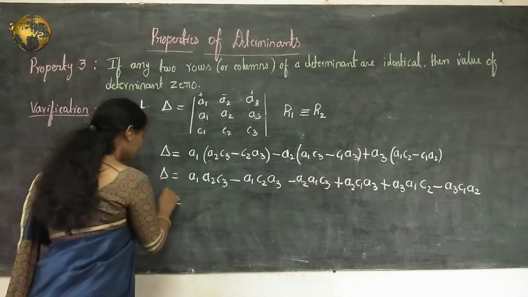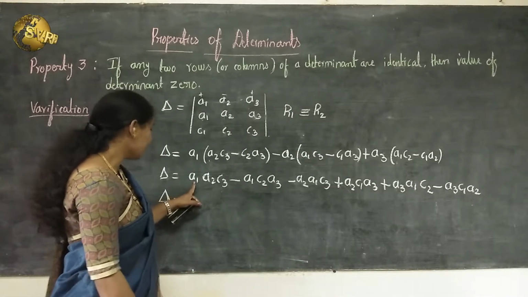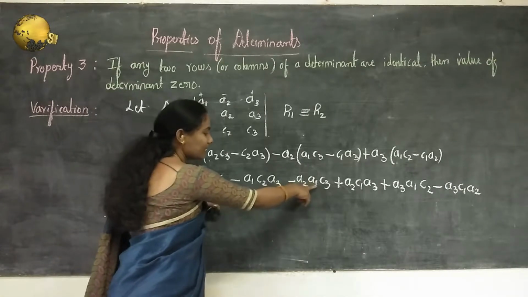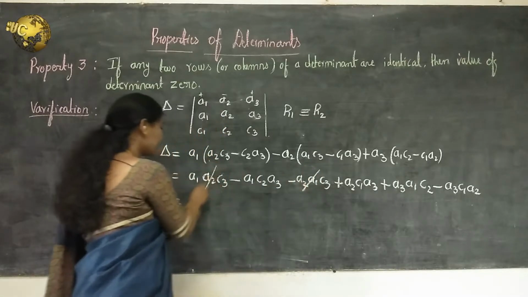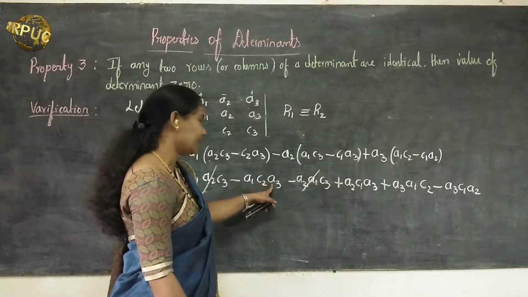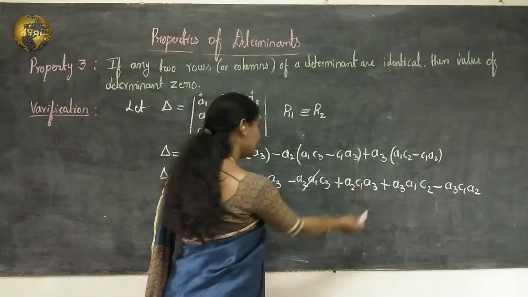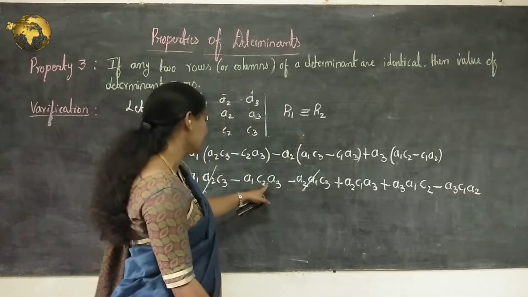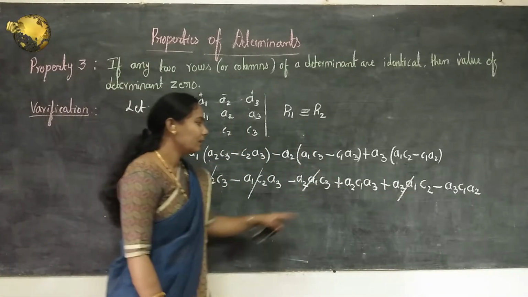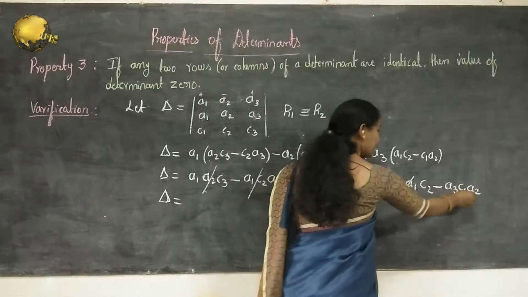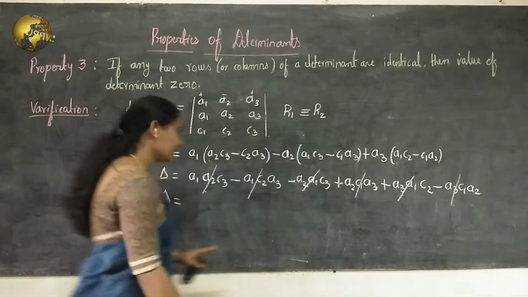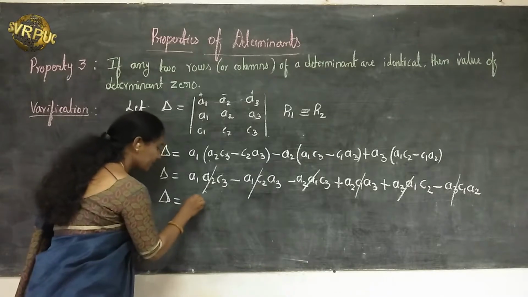So delta is equal to A1 A2 C3 minus A1 A2 C3, so it will vanish. Next A1 C2 A3 minus A1 C2 A3, it will go. Then A2 C1 A3 minus A2 C1 A3, it will go. So the delta value is 0.